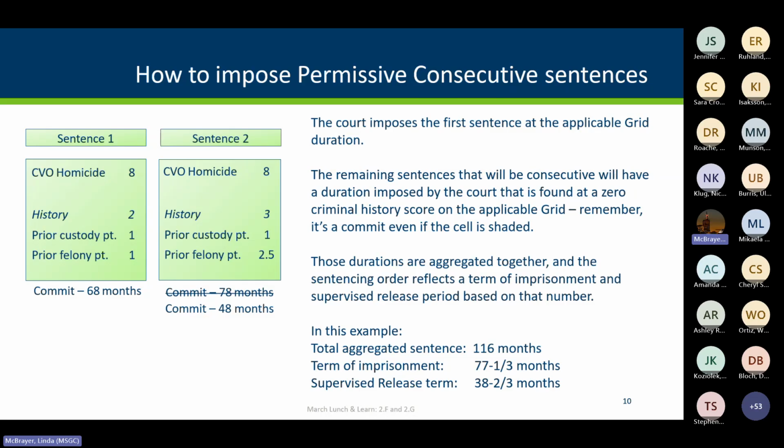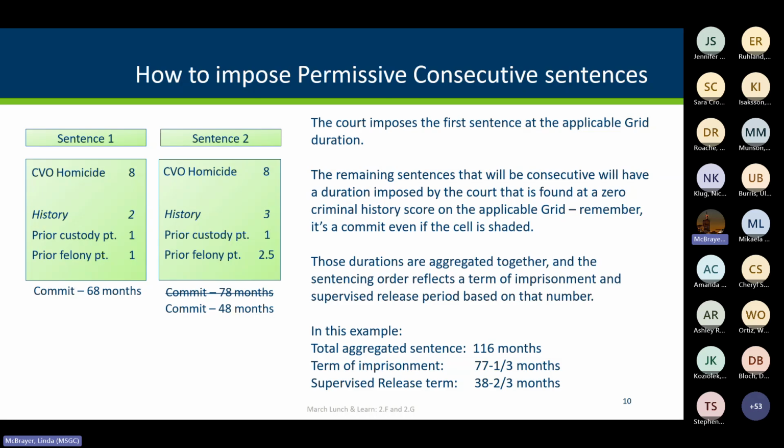I think the big thing that we always want to remember is that permissive consecutive goes back to 0. Presumptive consecutive goes back to 1. So think of it alphabetically. PE alphabetically comes before PR, so 0 before 1.